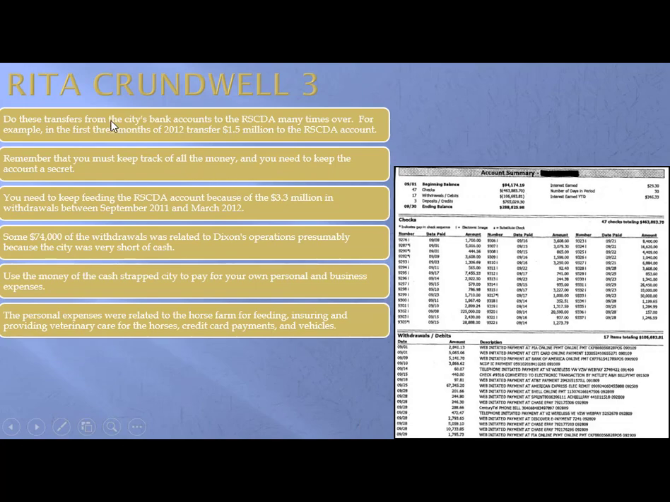And indeed, this is the RSCDA account. And we can actually see withdrawals. And we can see that there were deposits over here. The deposits are fraudulent numbers coming in, or at least fraudulently obtained numbers coming in from the city. And this became large. The personal expenses were for her horse farm, horses, lavish lifestyle, amazingly nice vehicles, and really nice cars, RVs, and the like.